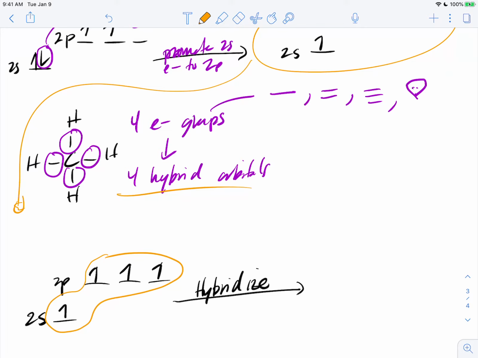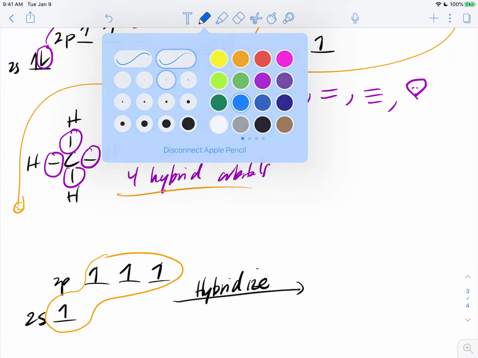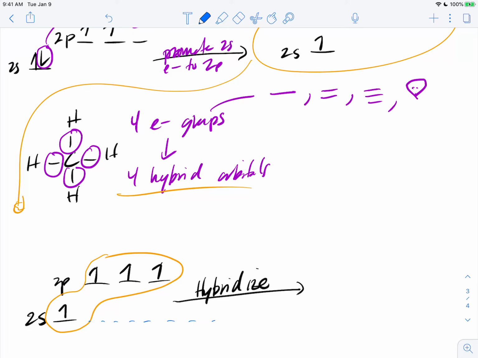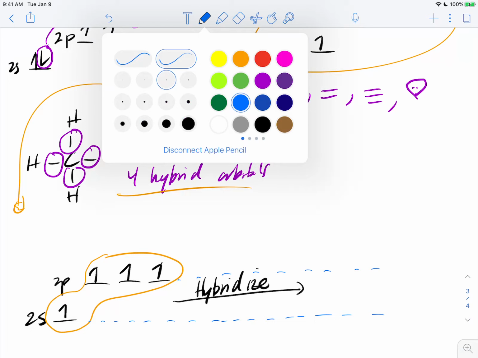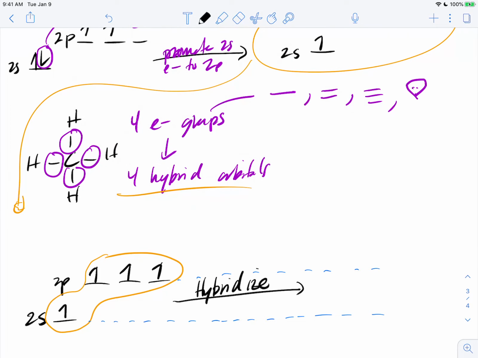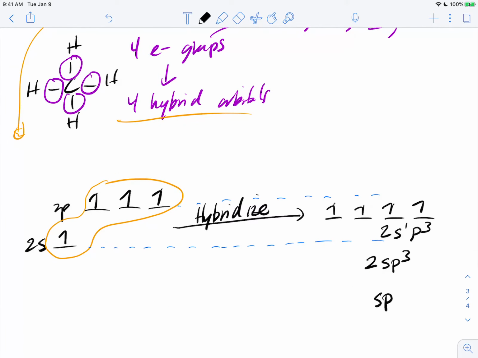And what that's going to do is, if we look here, I'm going to show the relative energy levels of the 2s and the 2p. The hybrid orbitals are going to be an average in between those. So we're going to make 4 orbitals. We're going to put 1 electron in each, and we're going to call these the 2s1p3 hybrid orbitals, or often we call this 2sp3, or sometimes we can say sp3.